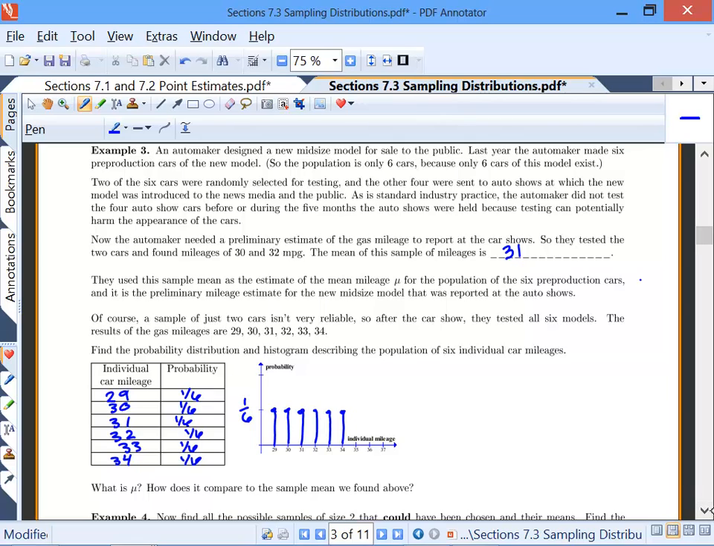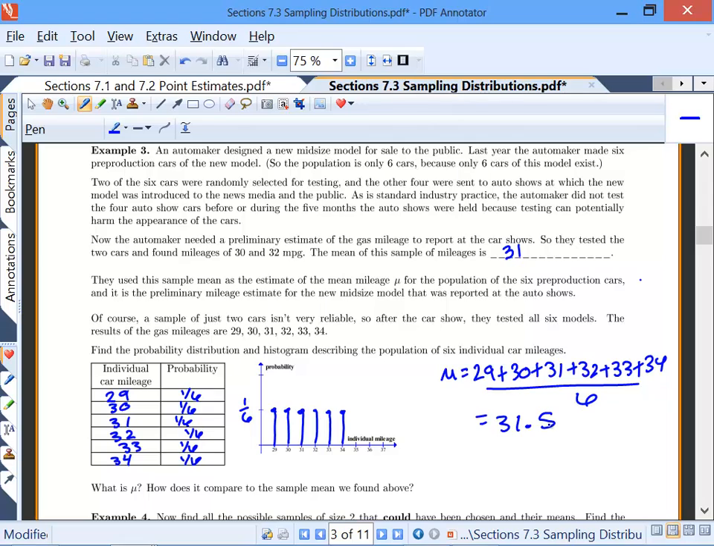Now, one thing I could calculate is, because I actually know the entire population, I could go through and calculate my population mean mu. And to find the population mean, I add up all the values in the population and divide by 6, since there are 6 of them. And I get 31.5. So my population mean is 31.5.